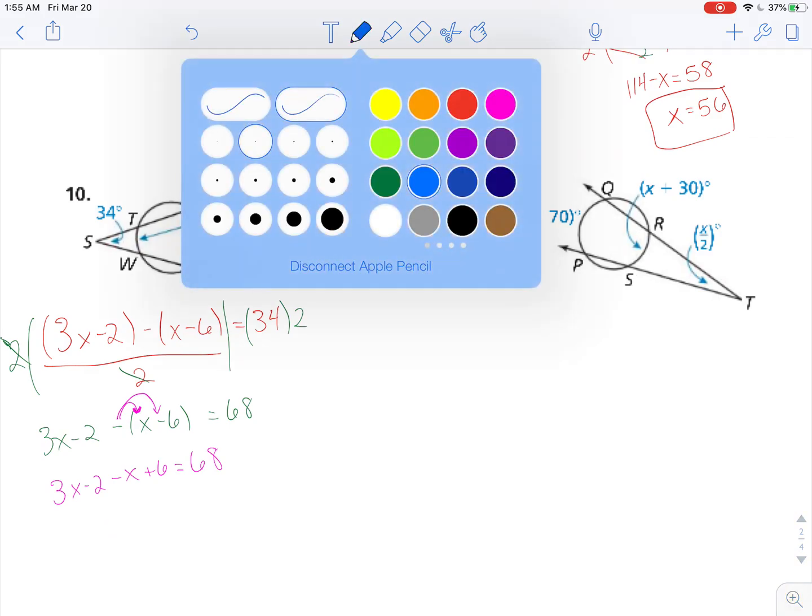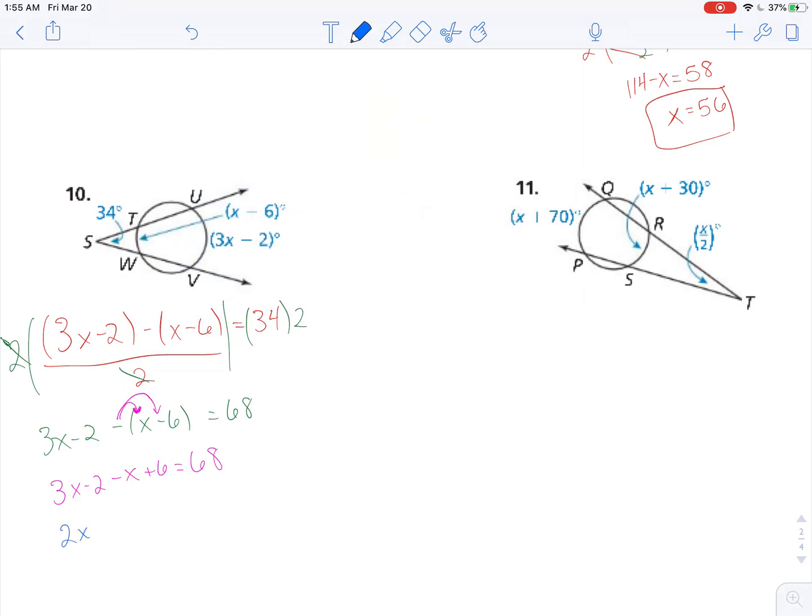So I've got 2x, do this in blue. I've got 2x, combine your like terms, plus 4 is 68, 2x is 64, x is 32.